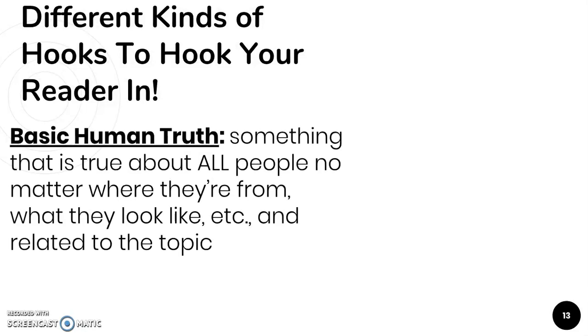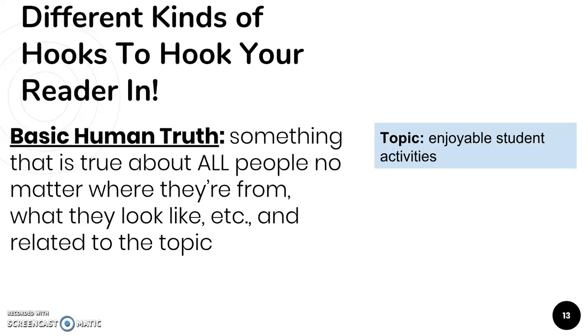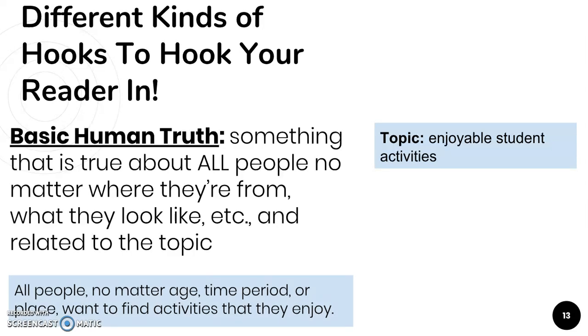Okay. Another kind of hook is called a basic human truth, something that is true about all people no matter where they're from, what they look like, etc., and that's related to the topic. So again, our topic is enjoyable student activities. So here's an example of a basic human truth hook for that. All people, no matter age, time period, or place, want to find activities that they enjoy.